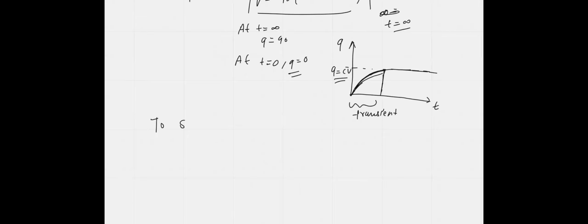So to slow down the process, to increase the transient period, what is the time t? Yeah, you can increase R. Okay.